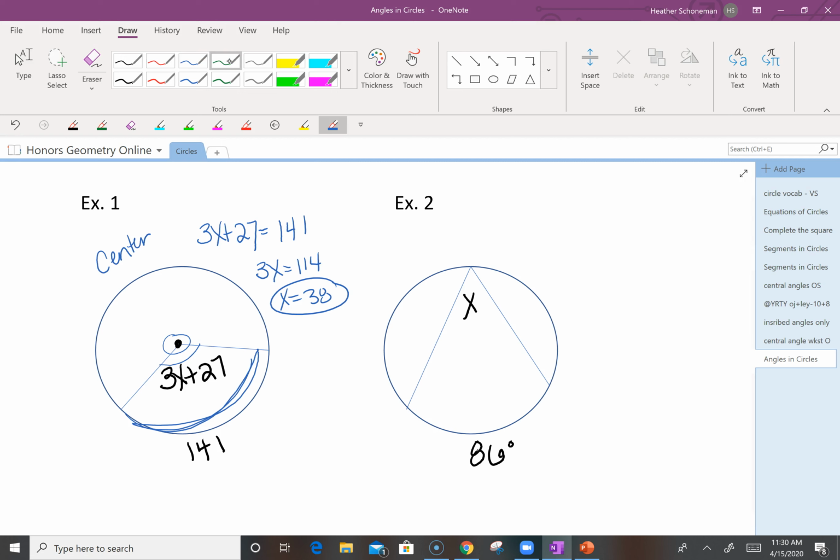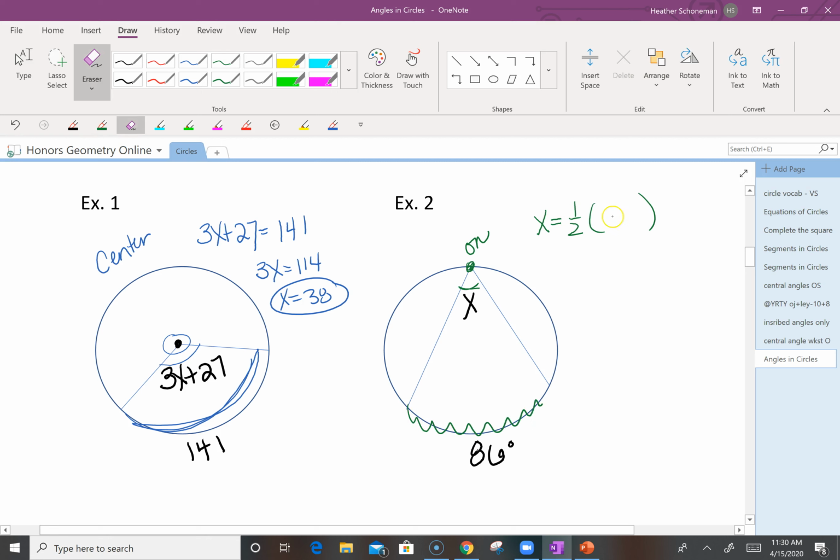Okay, let's go to number 2. Ask ourselves again, where's the vertex? The vertex is right here. It's on the circle. So when it's on the circle, the angle, which is closest to the vertex, x equals 1/2 of the intercepted arc. I'm getting this formula by looking at my formula sheet. Half of 86 is 43.